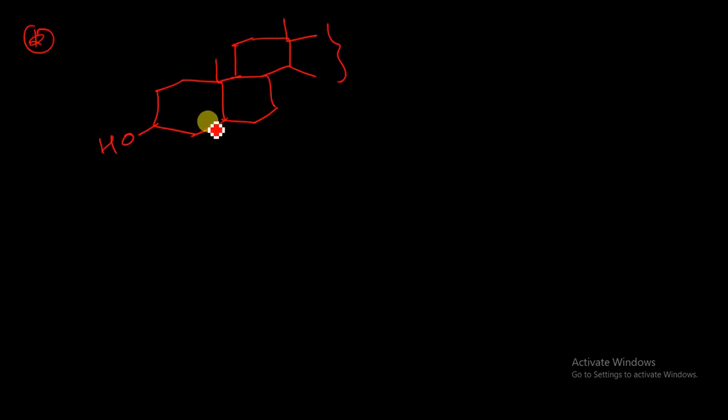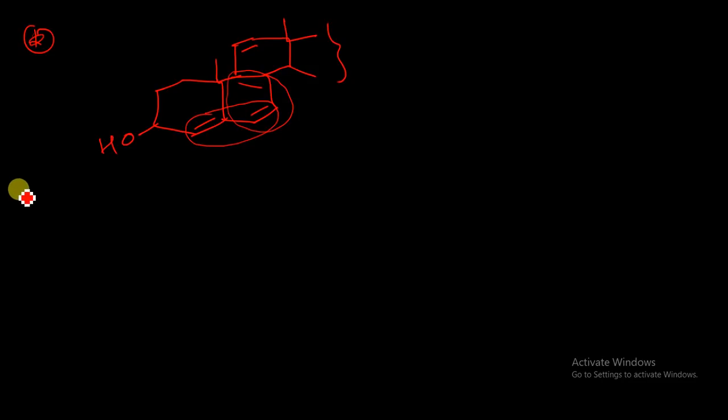The second one has a double bond. Here also I am having a double bond, here also a double bond, and there is one more double bond present over here. So what will be the lambda max over here? By taking this example, you can see there will be two systems present in this structure. One is the heteroannular diene system, and the second one is the homoannular diene system.